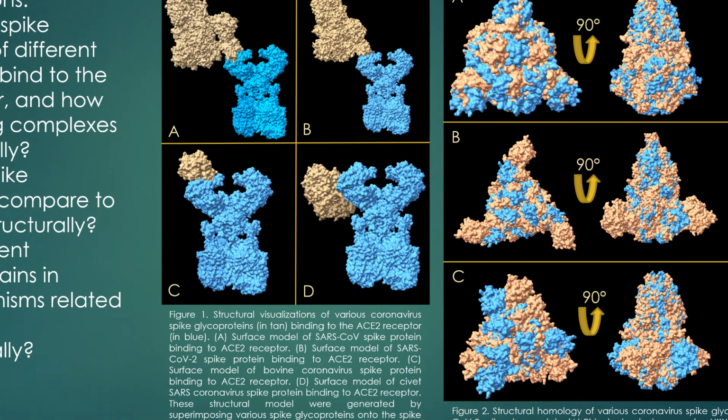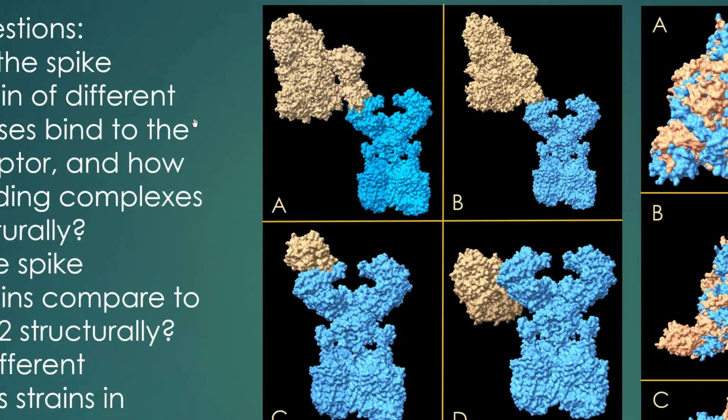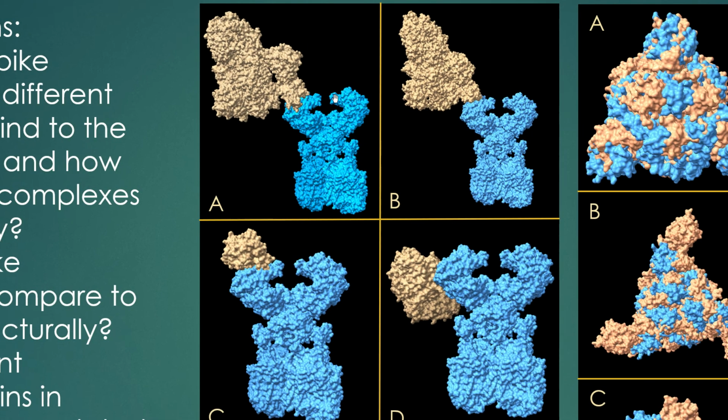Anyways, the way I did it was I used the matchmaker command in Chimera, and it basically superimposes the spike glycoprotein onto the spike glycoprotein from SARS-CoV-2. So I used 2 protein database files. I used one with the ACE2 receptor already bound to the SARS-CoV-2 spike glycoprotein, and then the second protein database file contained whichever coronavirus spike glycoprotein I wanted to look at.